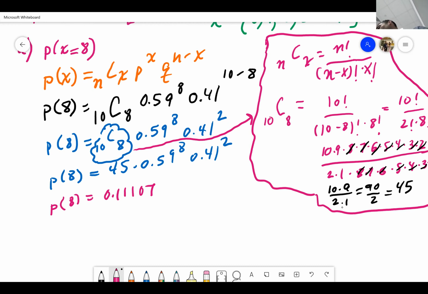Okay, so in this calculator it's easy. You do 45 times 0.59 raised to the 8th times 0.41 raised to the 2nd. Boom. Got it?